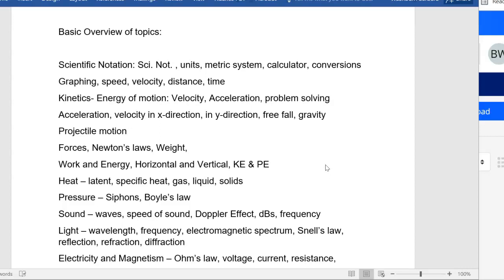And then the last quarter of the course, I think, is the most fun. We're going to learn about sound, how they're waves, they're invisible waves, the speed of sound, Doppler effect, what are decibels, and frequencies. And that's very similar, waves and frequencies, and how light waves travel. So we're going to learn about light.